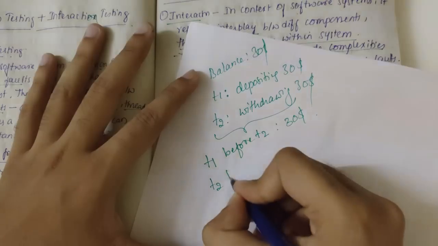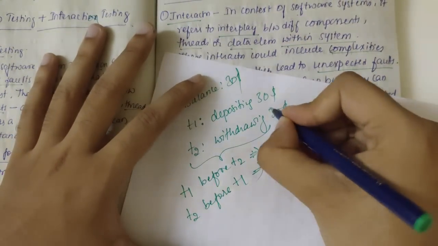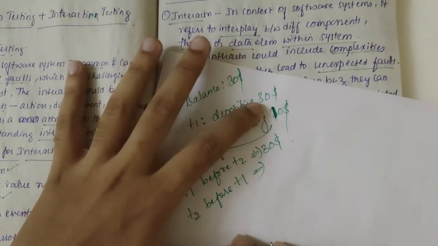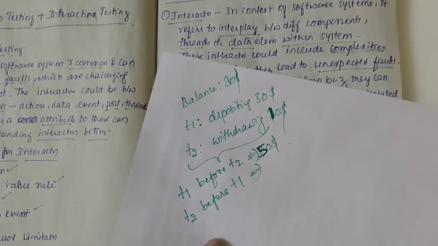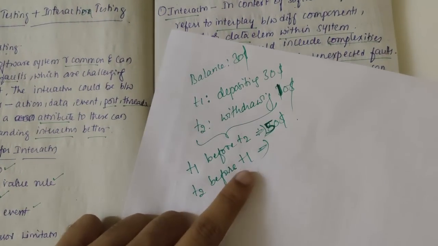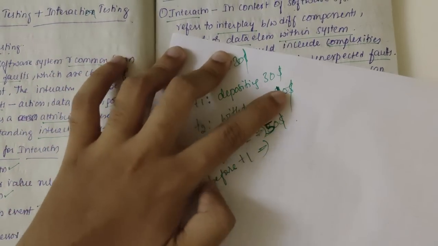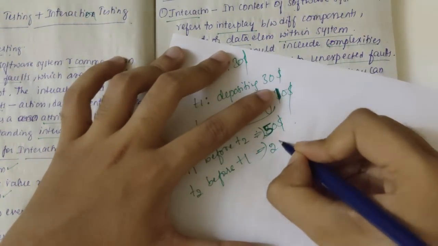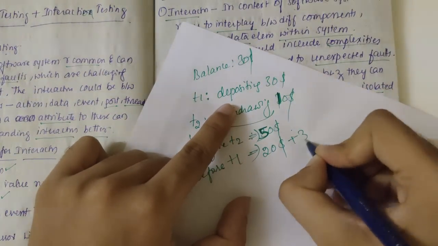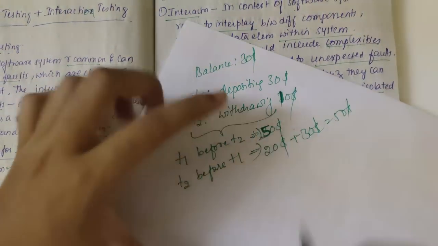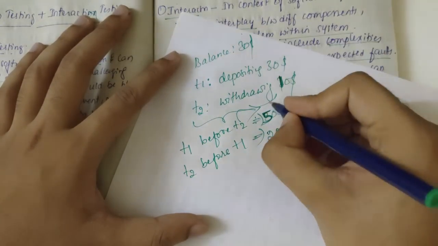Then if T2 is happening before T1, so let's write 10 here. So 30 plus 30, 60, 60 minus 10, 50 here. Now T2 is happening before T1 means, firstly, out of $30, I have taken out $10. So I have $20 here. In $20 again, depositing $30, so I'll get $50.